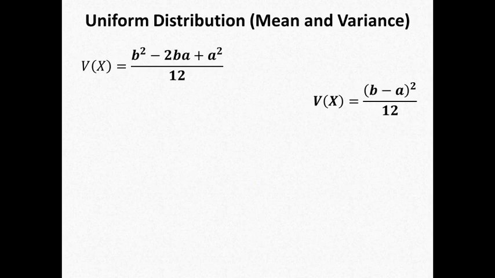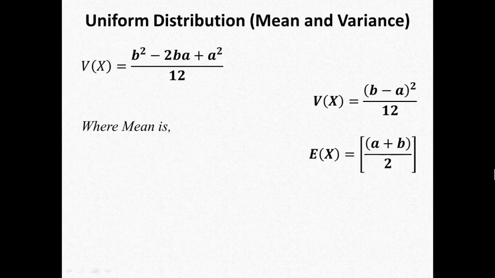All you need to do is to remember these two formulae when you are dealing with a uniform distribution case. What is the mean of uniform distribution? It is nothing but the sum of domain values divided by 2. What is the variance? It is the difference of the bigger value from the smaller value, and then square it, divided by 12.